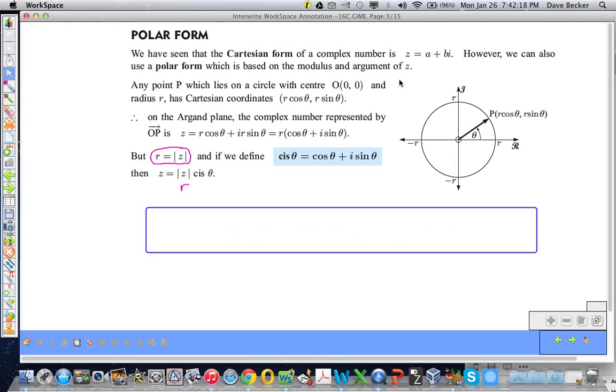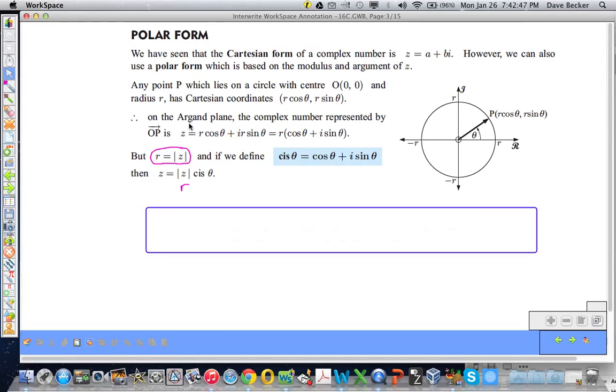So, we've seen the Cartesian form of a complex number. We know that's a plus bi. We can also put it in polar form. Polar is just based on an angle, that's all. And we know from our unit circle study that any point P that lies on a circle with center 0, 0 has an x-coordinate of r cosine theta and a y-coordinate of r sine theta. That's just right triangle trigonometry, folks.